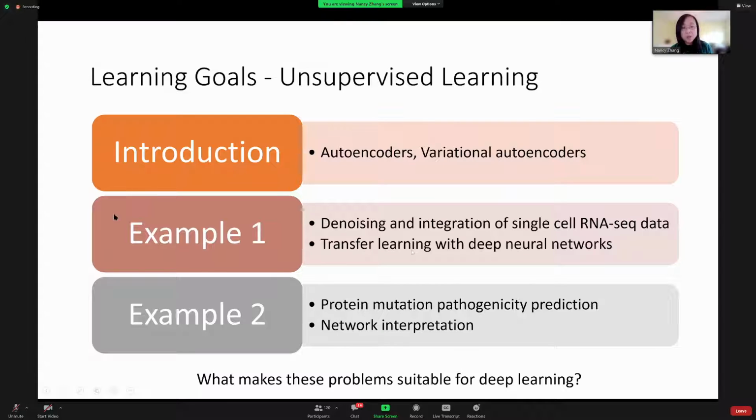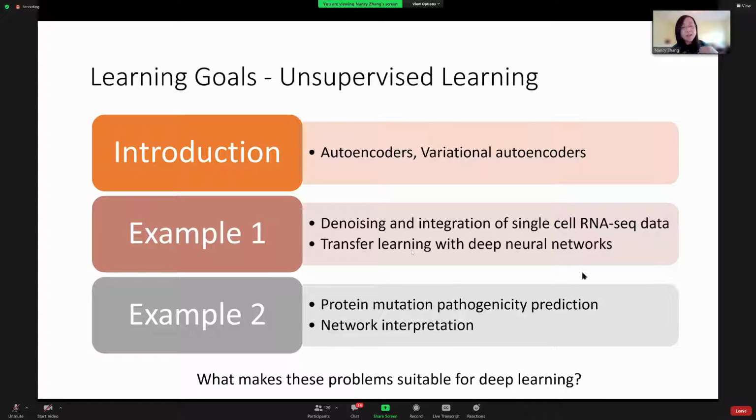And then I'm going to go into detail in two examples. The first example is from single-cell transcriptomics. I'm going to talk about how the autoencoder and the variational autoencoder allow us to do denoising, batch correction and data integration in single-cell transcriptomics. Here, the word that we oftentimes use is transfer learning, and you see that a lot in deep learning, and you'll see how transfer learning with deep learning works in single-cell genomic data.